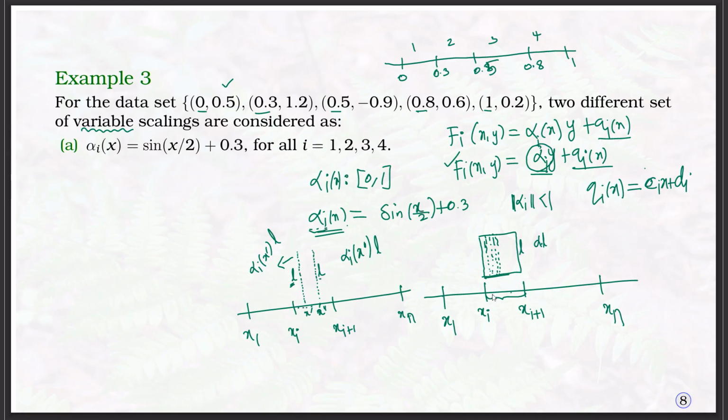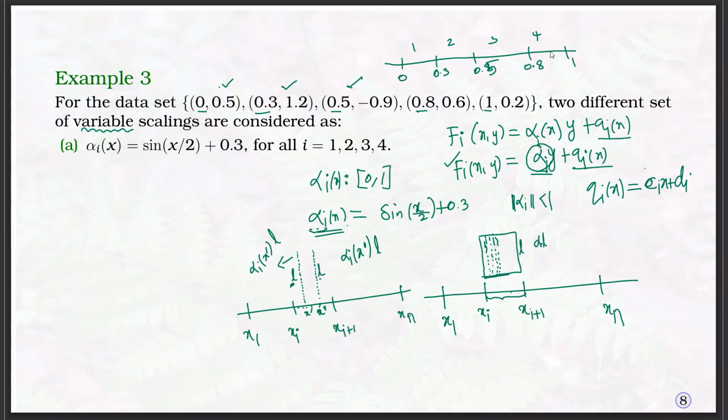Whereas here the variable scaling is independent of the x value over the region, whereas here it is dependent on the values of x. So, here now for this example, we are choosing alpha of x equal to sin x by 2 plus 0.3 over all this interval.